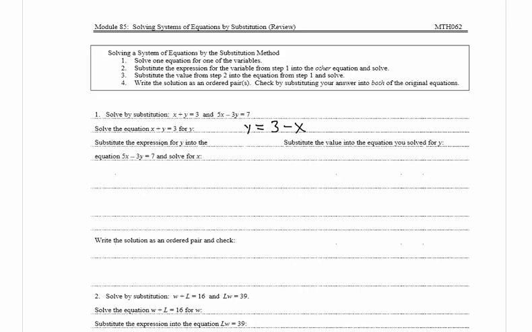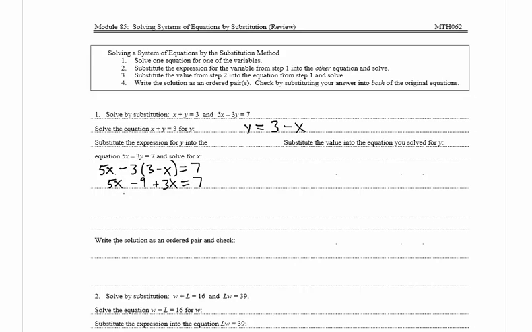And now we want to substitute the expression for y into the equation 5x minus 3y is equal to 7 and solve for x. So we have 5x minus 3 times (3 minus x) is equal to 7. And the first thing I'm going to do is distribute my negative 3 through the parentheses on the left side of the equation. So I have 5x, and now I have negative 3 times 3 is minus 9. And negative 3 times negative x is plus 3x is equal to 7.